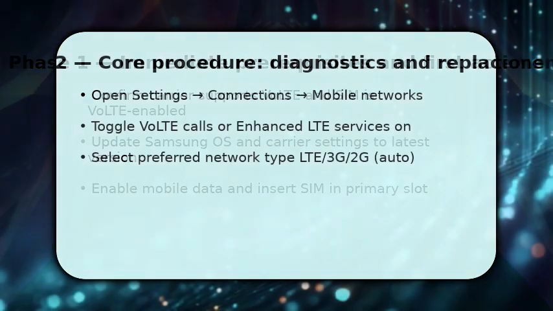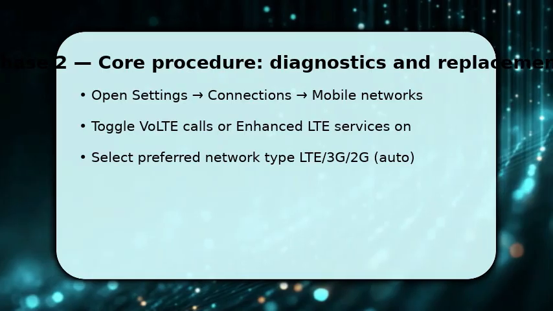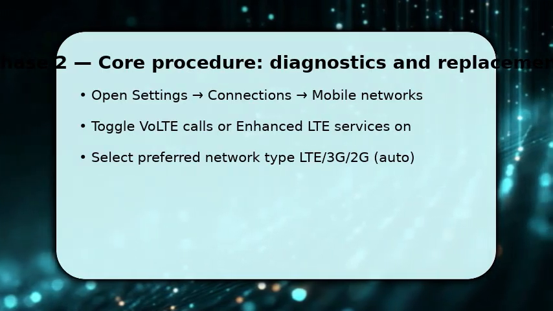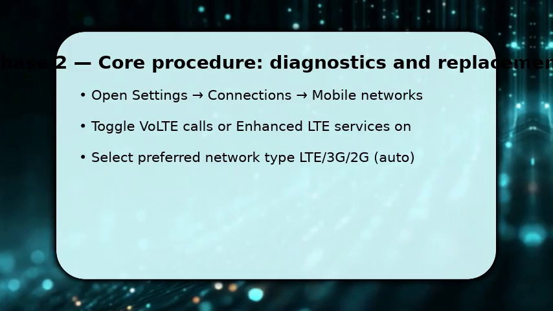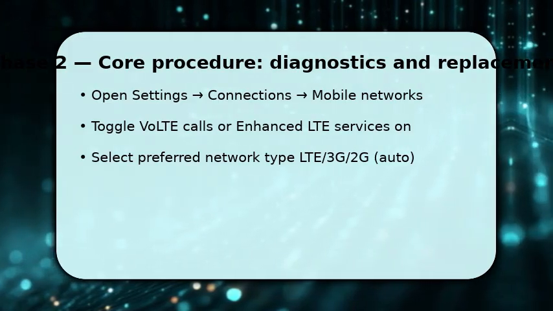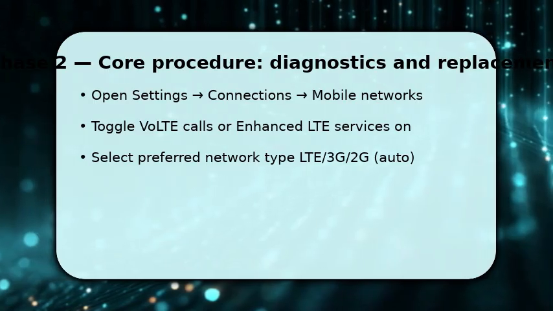You now enable VoLTE in System Settings. Go to Settings, then Connections, then Mobile Networks. From there, locate and toggle on VoLTE calls or Enhanced LTE services. This routes Voice over LTE for clearer, faster calls.